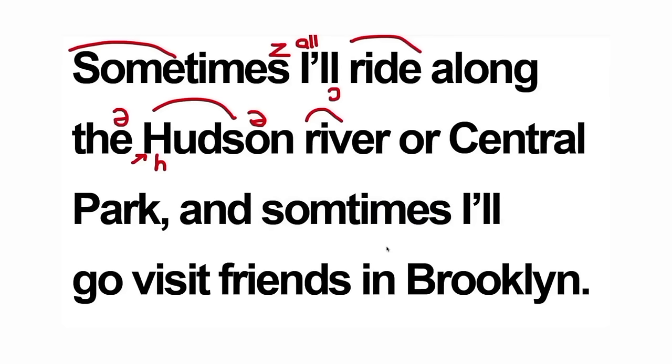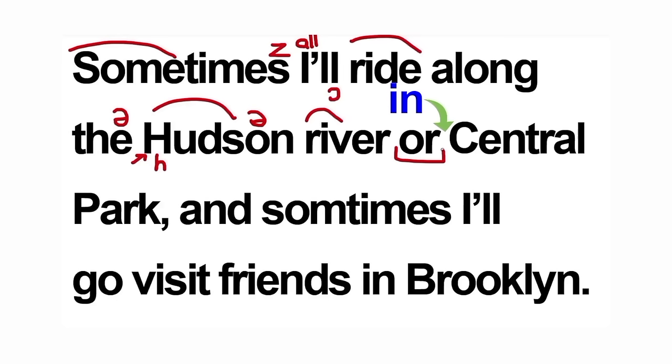I noticed I did not reduce the word or. That can be reduced to er. Hudson River or Central Park. But in this case, I didn't. I said or. Wait, I just realized I missed the word in. Or in Central Park. Do you hear how fast the word in is? Orin, or in Central Park.